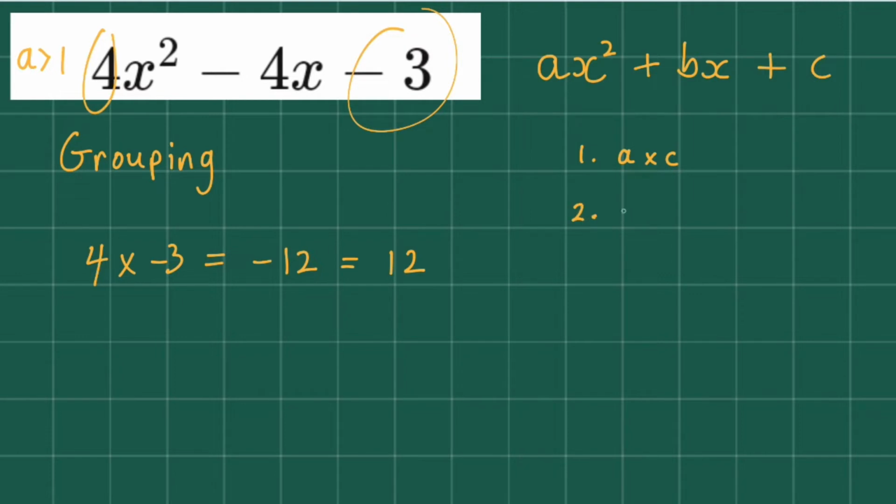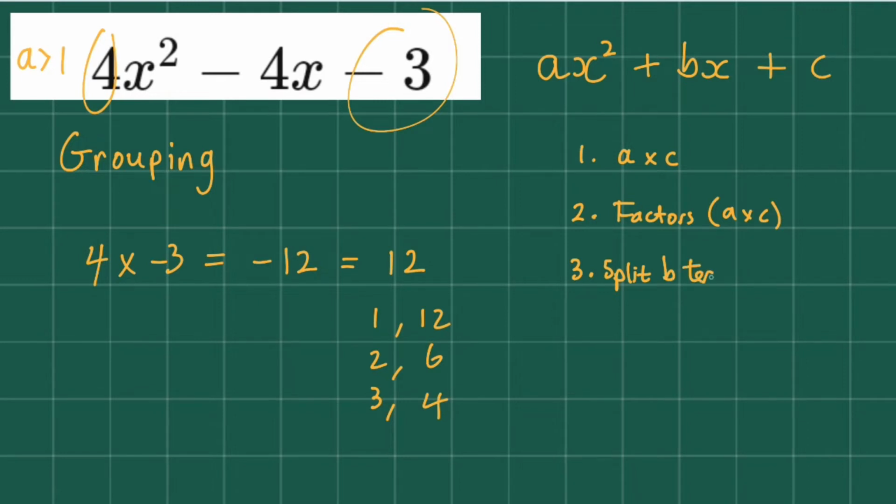So number 2 is we want to find the factors of a times c, we'll call it. And that's going to be 1 and 12, 2 and 6, 3 and 4. Now, 3 is we're going to split the b term according to part 2. Okay, so we're going to split it according to part 2.